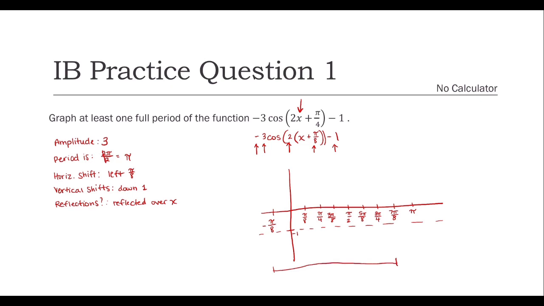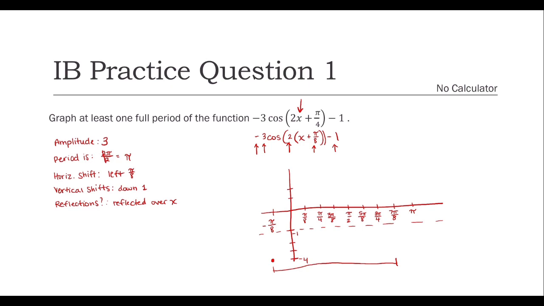So now we need to figure out our starting point. Typically, your cosine function would start at +1 on our y-axis. It's been shifted left pi over 8, reflected across our x-axis, and then our amplitude is 3. So it's going to actually be at -4. And then our maximum will be at 2 because that'll be 3 up from -1.